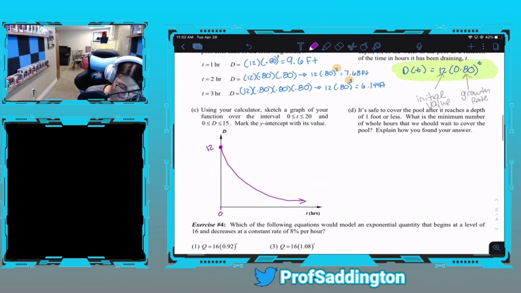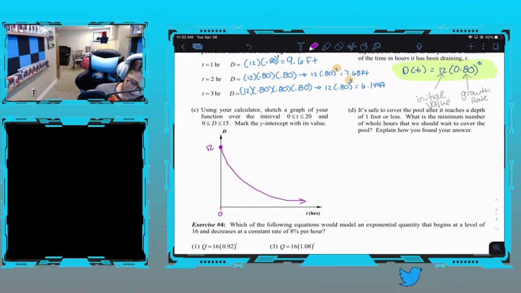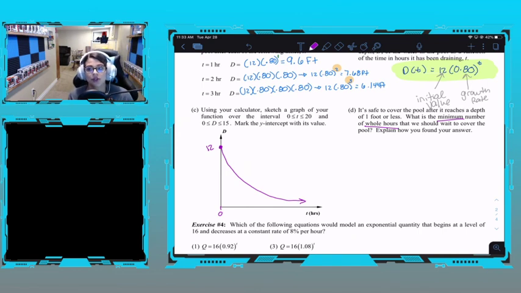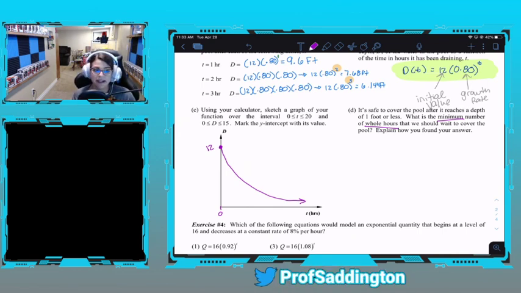Next, it says, it's safe to cover the pool after it reaches a depth of 1 foot or less. What is the minimum number of whole hours we should wait to cover the pool? Explain. So what I'm going to do is type this in my calculator and look at the table.